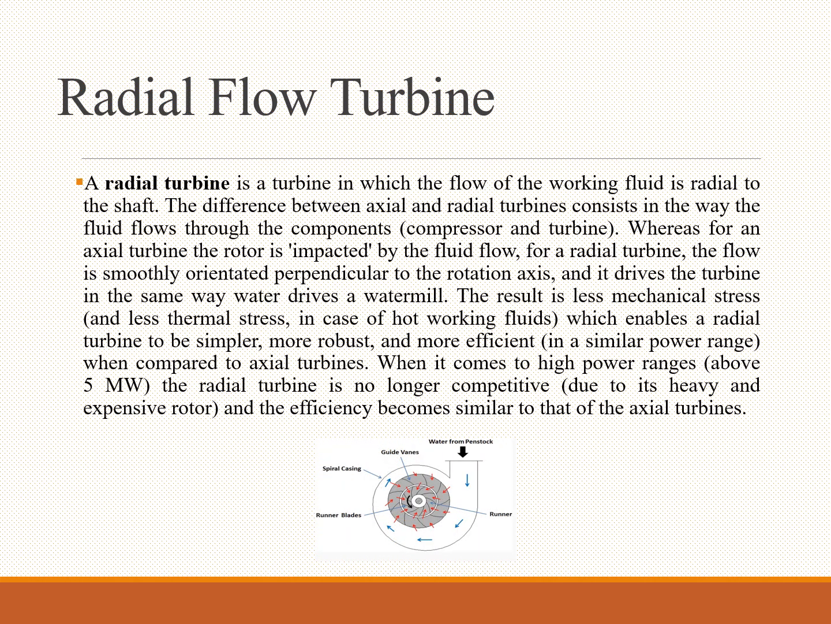So next we are discussing radial flow turbine. A radial flow turbine is a turbine in which the flow of a working fluid is radial to the shaft. The difference between axial and radial turbines consists in the way the fluid flows through the components in compressor and turbine. Whereas for an axial turbine, the rotor is impacted by fluid flow, for a radial turbine, the flow is smoothly oriented perpendicular to the rotation axis and it drives a turbine in the same way water drives a water mill.